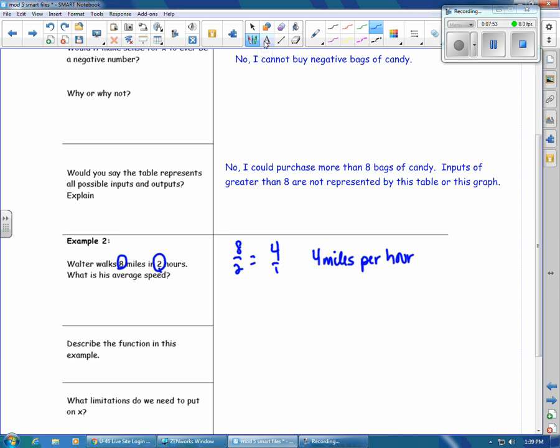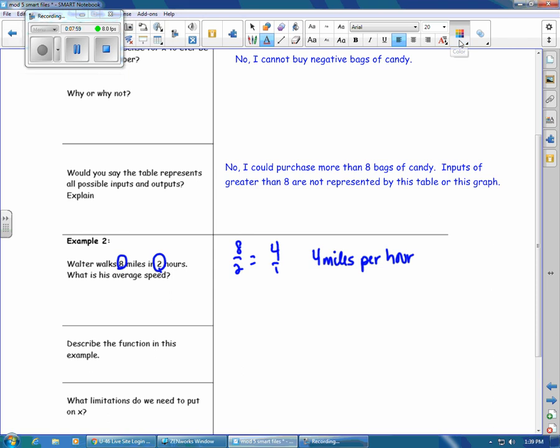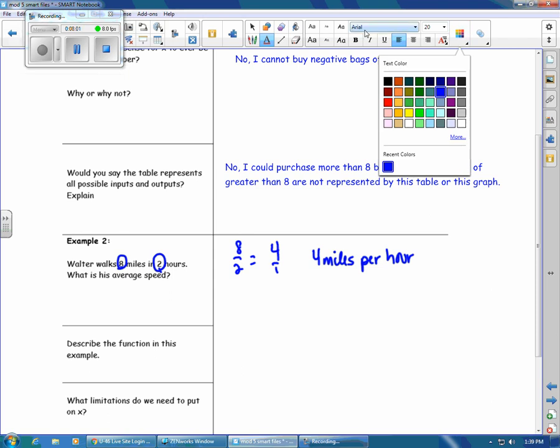Let me type here because I didn't get this prepared ahead of time. I'm not sure exactly why. Probably because I'm still coming back from spring break as well.